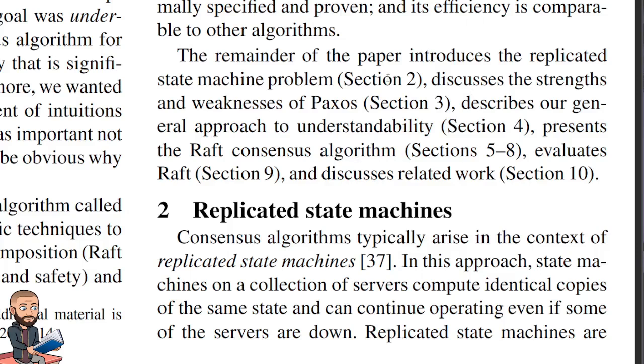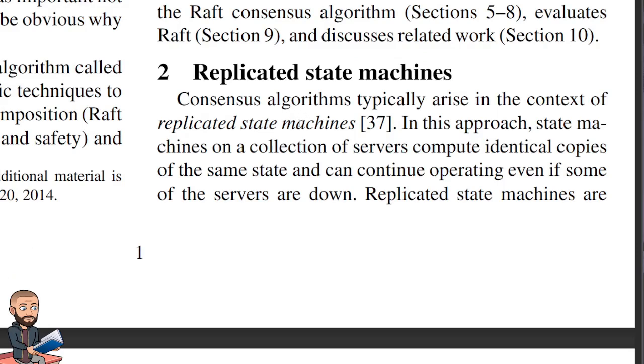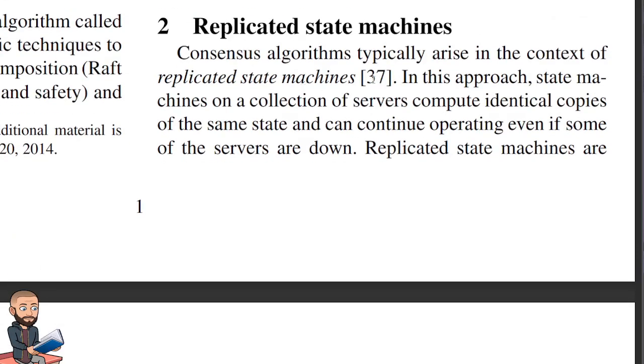Okay, so starting with section 2 here, replicated state machines. Consensus algorithms typically arise in the context of replicated state machines. In this approach, state machines on a collection of servers compute identical copies of the same state and can continue operating even if some of the servers are down.